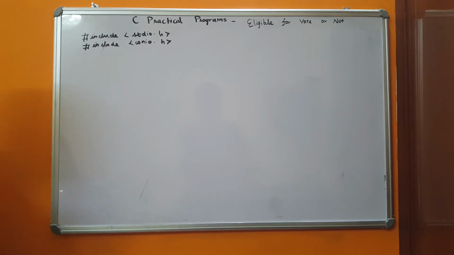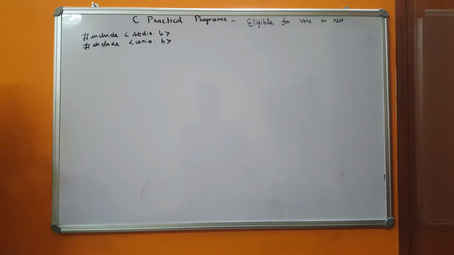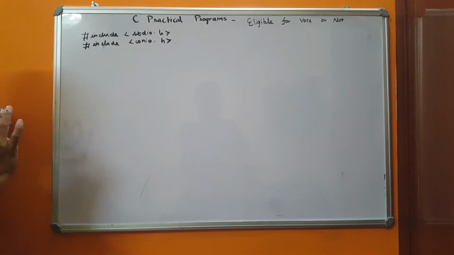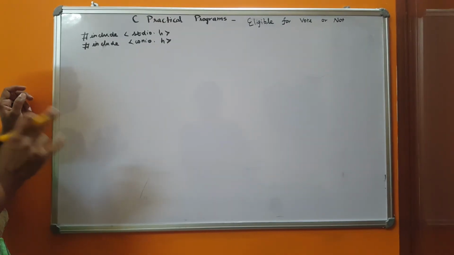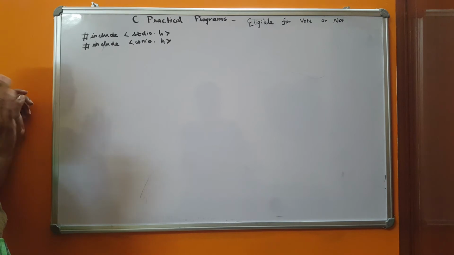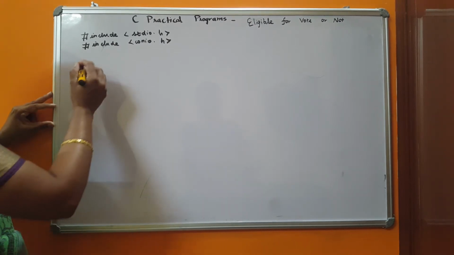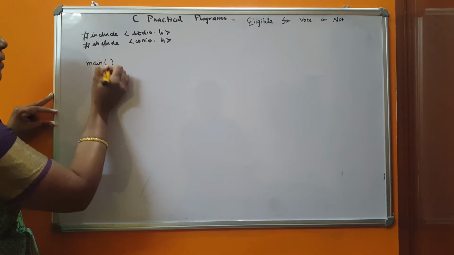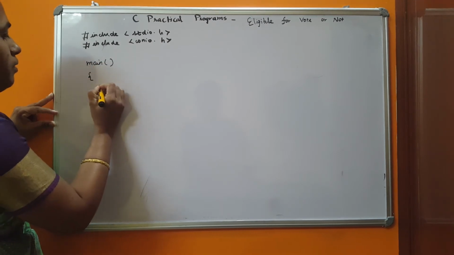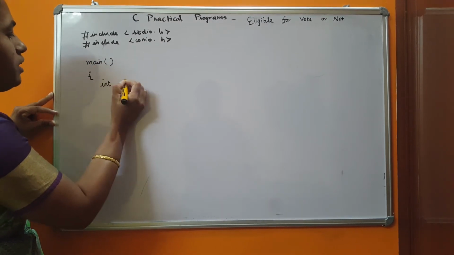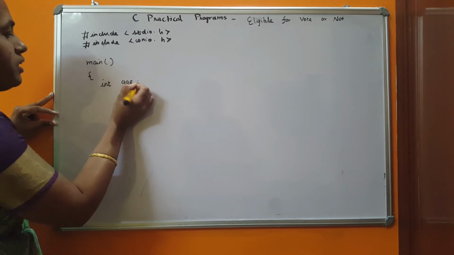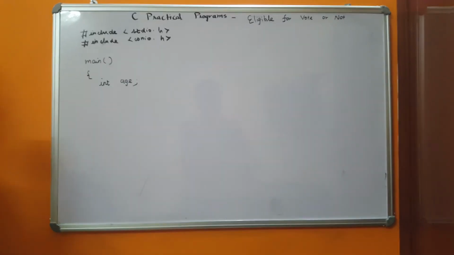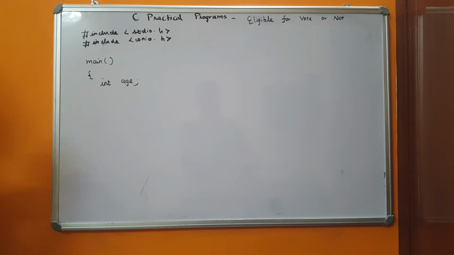Next program is to check whether the person is eligible for vote or not. To check whether one person is eligible for vote or not, we need to check the age. Now we write the program. Main. The input is age. If the person's age is greater than 18, that person is eligible for vote. Otherwise, not eligible for vote.